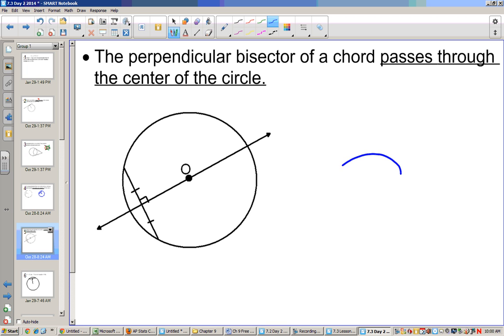Similarly, I'm having trouble with that word, but the perpendicular bisector of a chord has to pass through the center. So if I have a chord just sitting out here, and I do a perpendicular bisector of it, like so, that means it cuts it in half and it's perpendicular. That has to pass through the center of our circle.